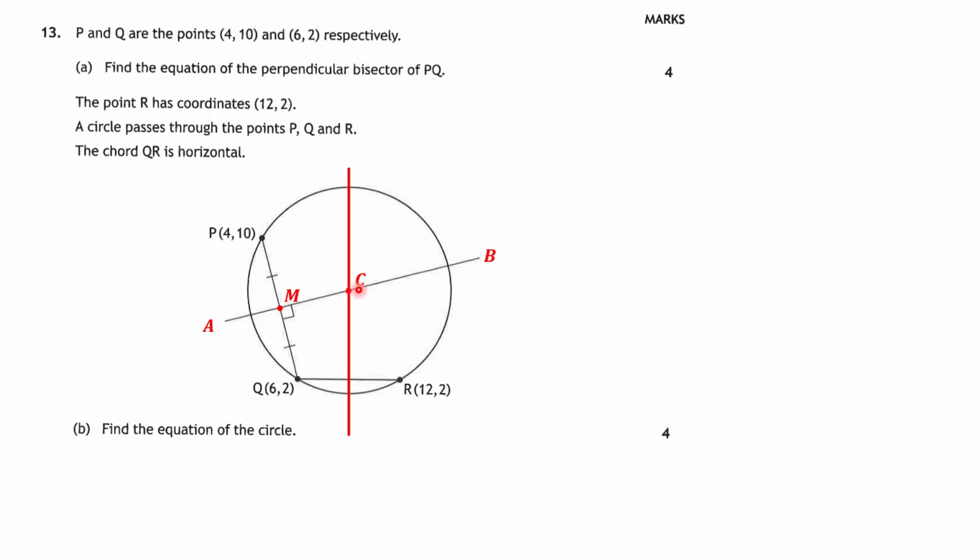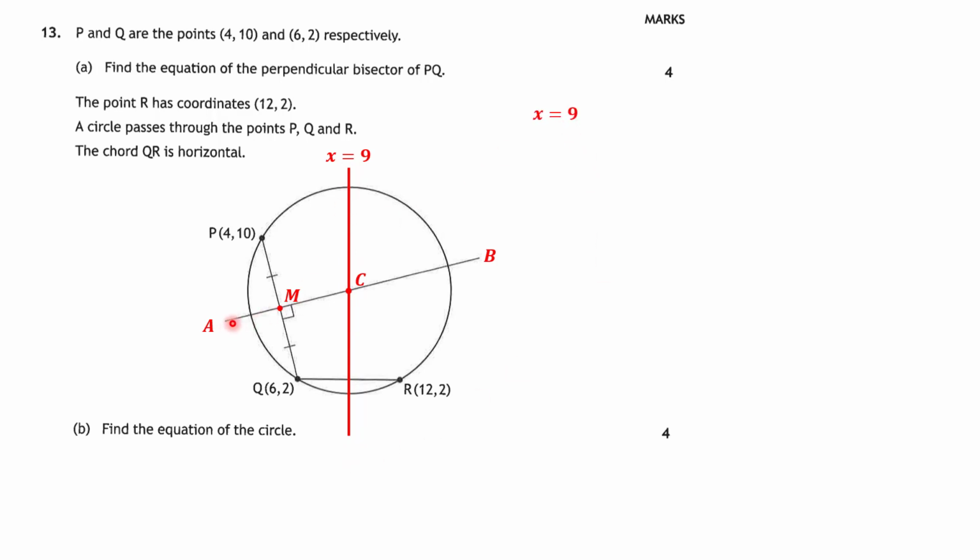Now, we know that this will be x equals 9. This is the line x equals 9 because it says the chord is horizontal. If this chord is horizontal, then this red line here is vertical. And we know it's 9 because it's going to be halfway between x equals 6 and x equals 12. 12 and 6 is 18. Half that, 9. So there's x equals 9. Now we have two equations. We've got x equals 9, that's this one.